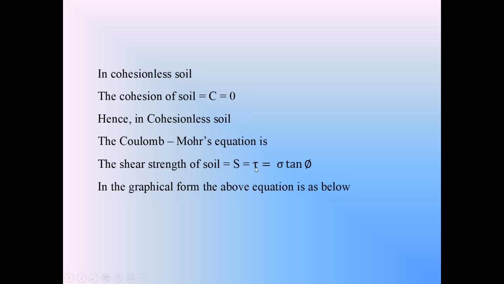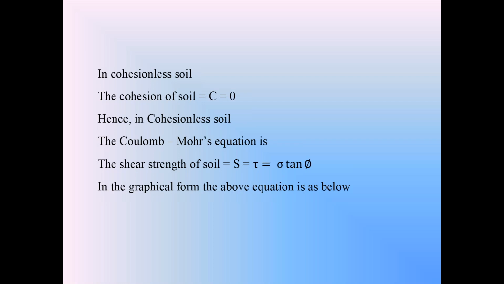Then check this equation. Shear stress tau is taken on the y-axis, and normal stress sigma is taken on the x-axis. So this equation is in y is equal to mx form, where m is tan phi. We can prepare the graph by using this equation, taking shear stress tau on the y-axis and normal stress sigma on the x-axis. Graphically, we can represent this Mohr-Coulomb equation for cohesionless soil.